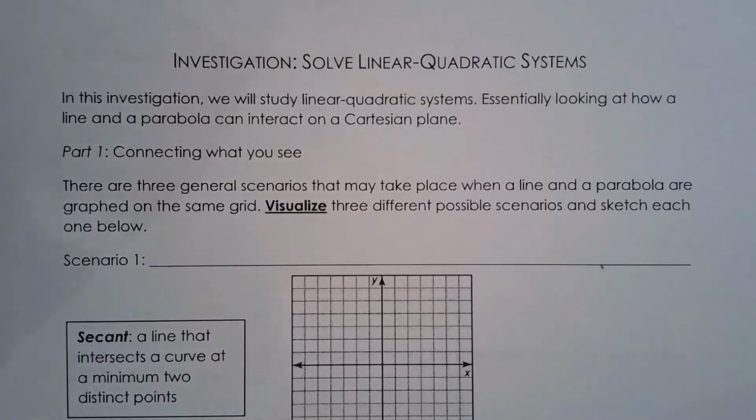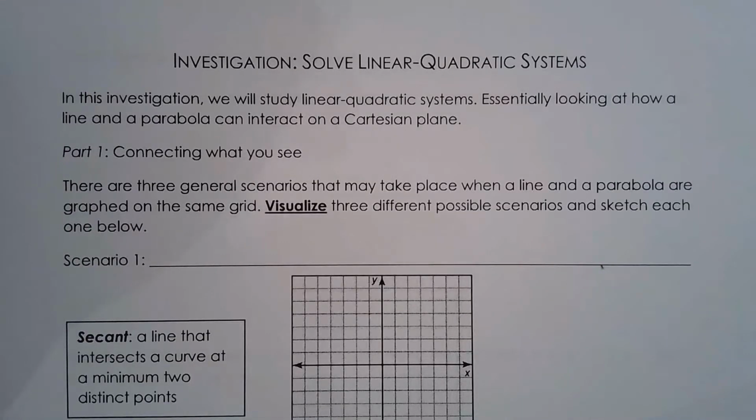If you're given the graph, for example, of the line and the parabola, you want to find out where they intersect. So hopefully, before we start to do the algebra, you want to visualize the three different possible scenarios, because really three things can happen when you graph a line and a parabola in terms of the number of points of intersection that can occur. So give yourself a minute or two and try to imagine the three different possible scenarios.